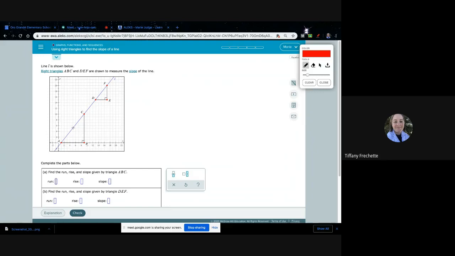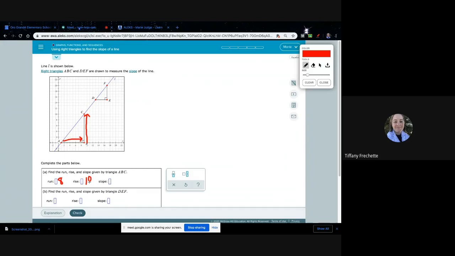All right, so we're going to find the run. Run is this way. How far right are we going? We're going 1, 2, 3, 4, 5, 6, 7, 8. So we're going to have an 8 here. And then rise. We're going from the 0 mark up to 10. You can count it, or you can use the grid to help you there, because I can see that I'm going up to 10 in that one.